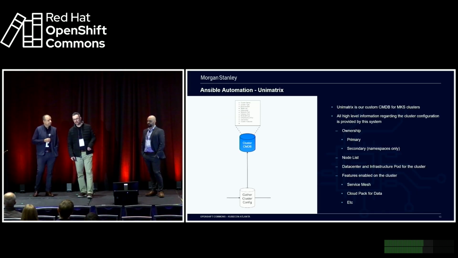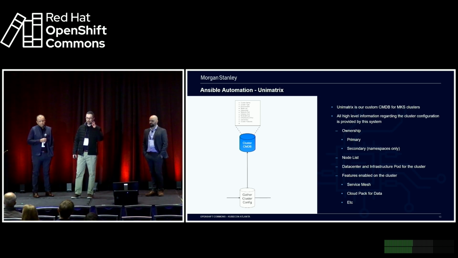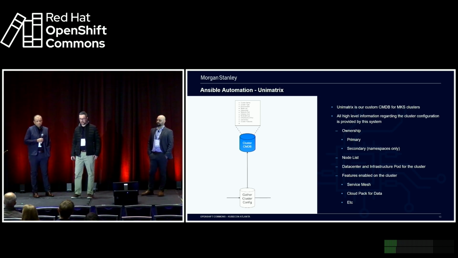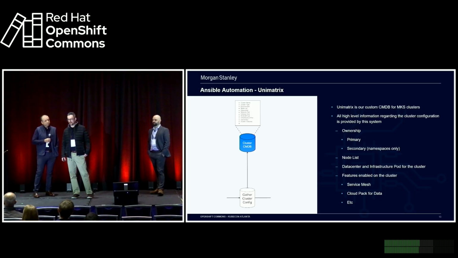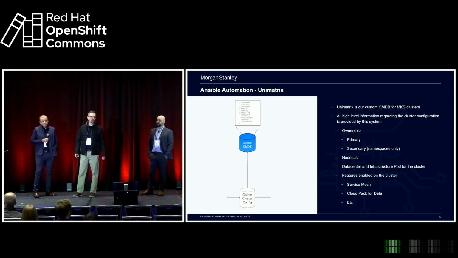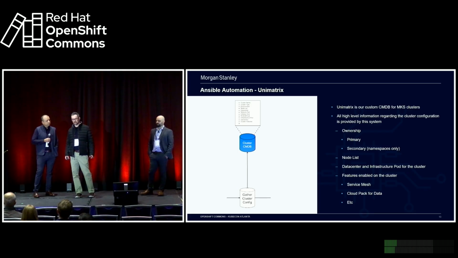We have created an internal CMDB designed for the MKS platform called Unimatrix. We are going to cover Unimatrix during this presentation, but from a deployment perspective, our automation requires integration with Unimatrix so we can validate data such as cluster environment, what rack and hub that cluster belongs to, DNS grid assignments, and cluster ownership information.